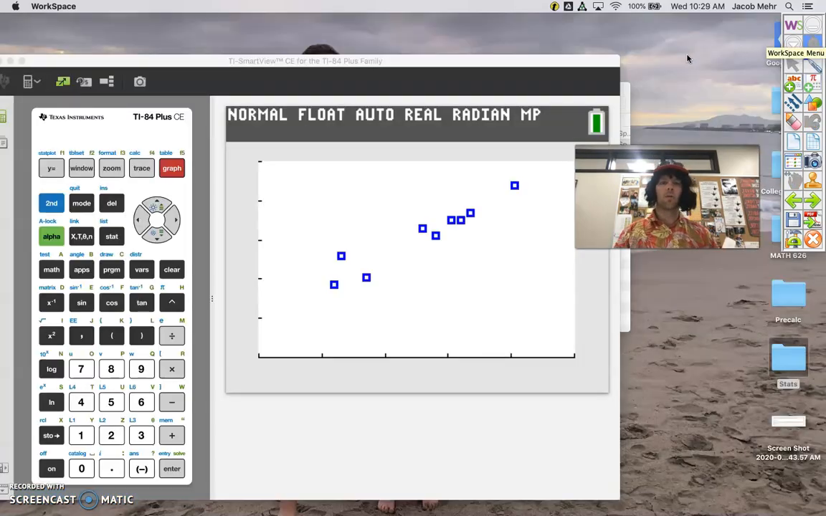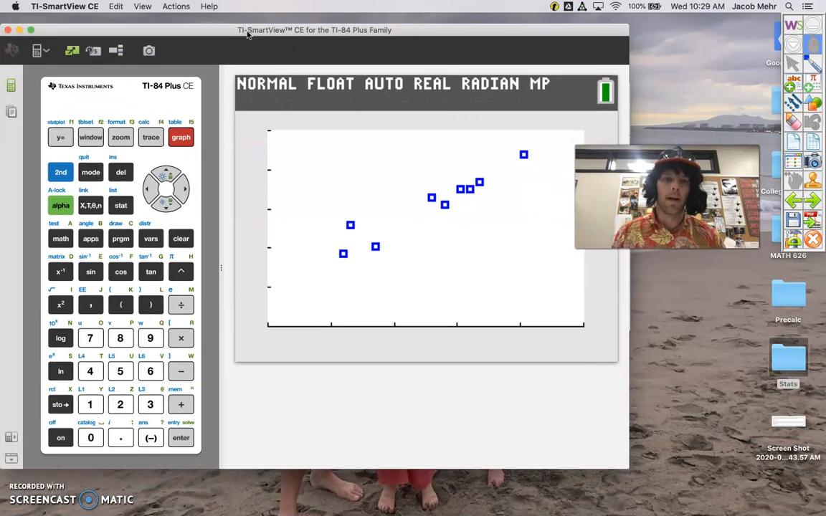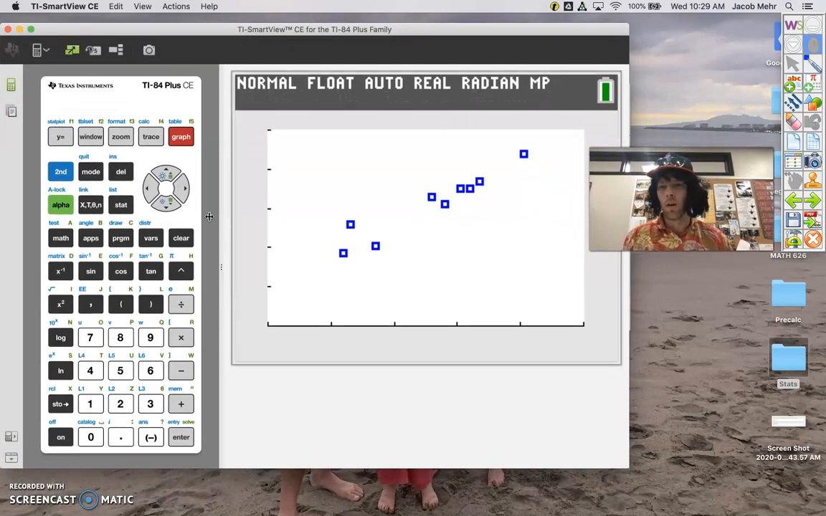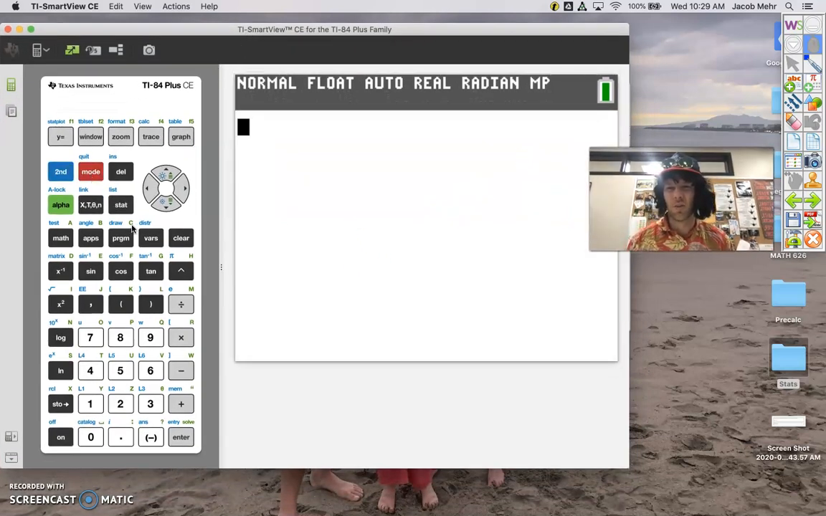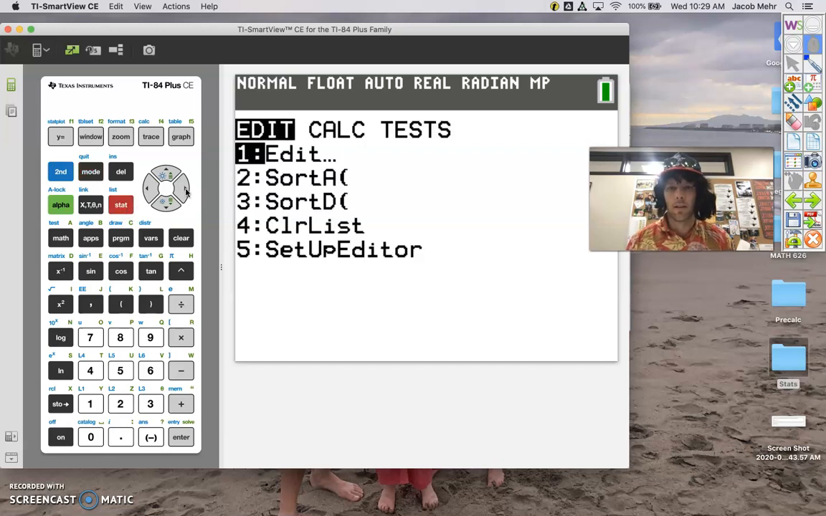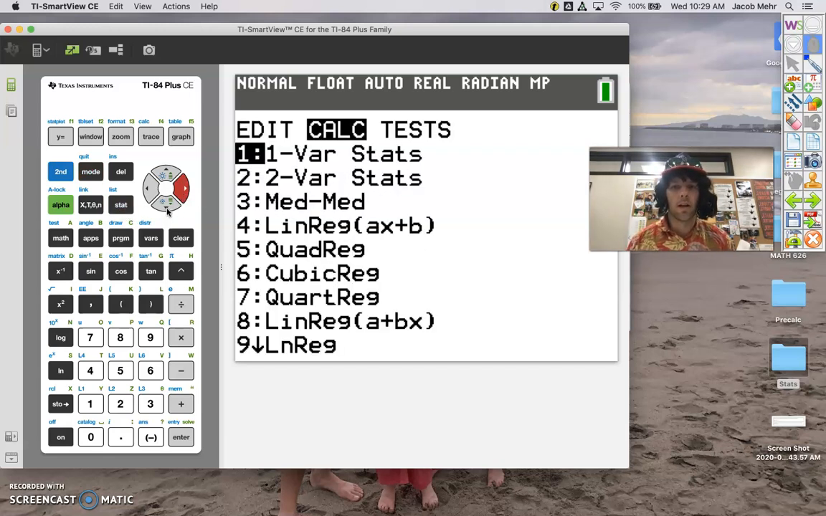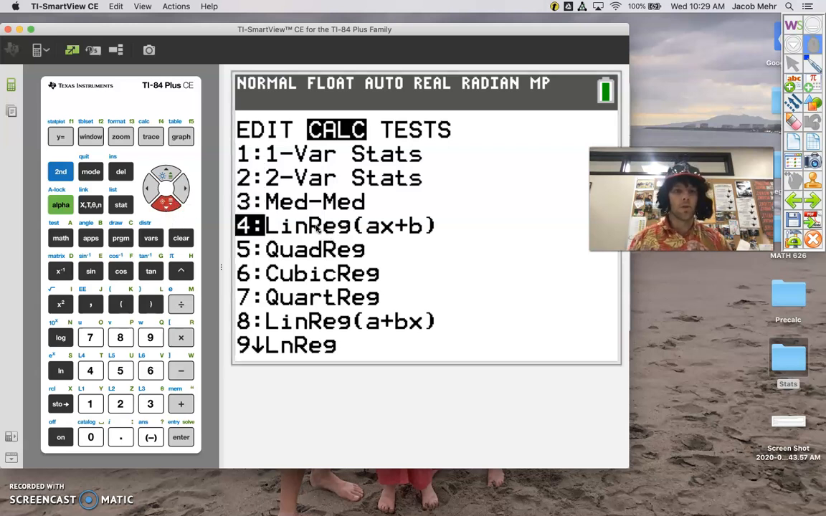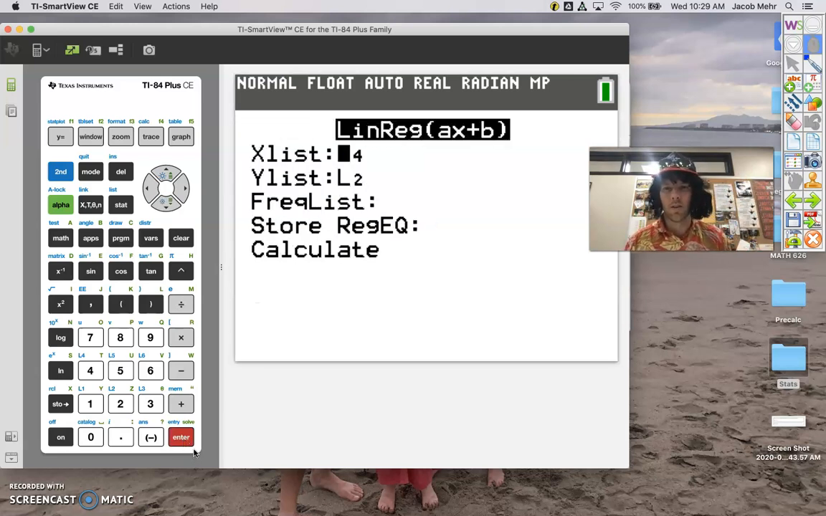Okay, so here's how we're going to do this on our calculator. We have our scatter plot in. We are going to quit out of this. We're going to go stat, over to calculate. We're going to choose a linear regression, and the reason I remember that again is correlation coefficients show a linear relationship. And I'm going to hit enter.